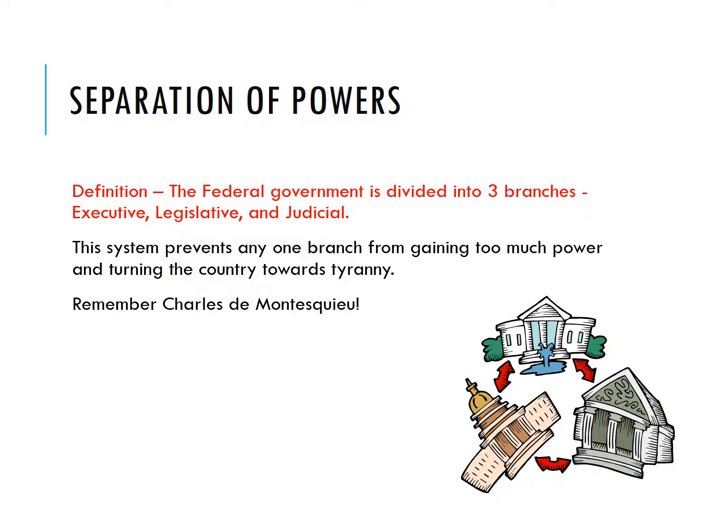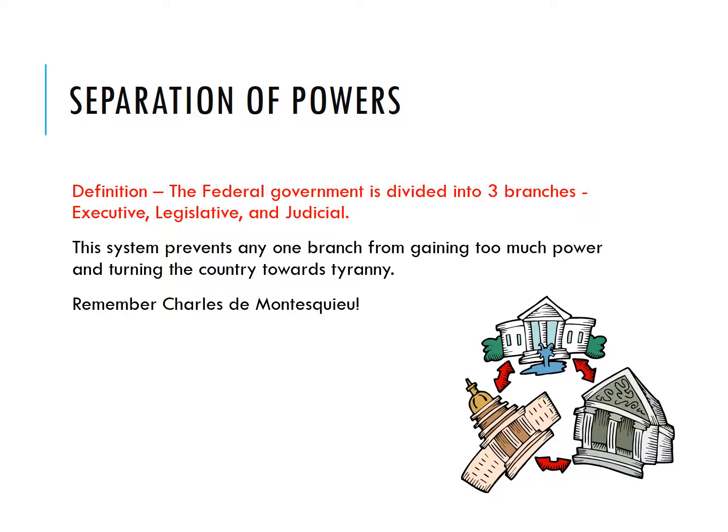Okay, separation of powers. The federal government is divided into three branches. You should know this from elementary school, but it's okay if you don't, maybe you forgot, not a big deal. We have the executive, the legislative, and the judicial branch. It prevents any one branch from gaining too much power and taking over the country, okay? We're talking about the federal government here, right? Because the Constitution is in charge of the federal government. So at the federal level, we have the executive, who's the president, the legislative, who's the Congress and the Senate, and then the judicial, and the top of the judiciary is the Supreme Court, all right?